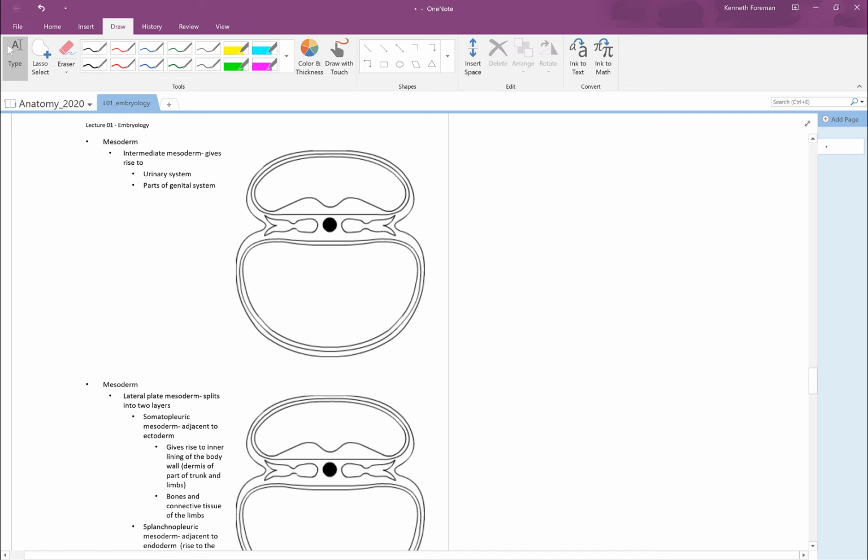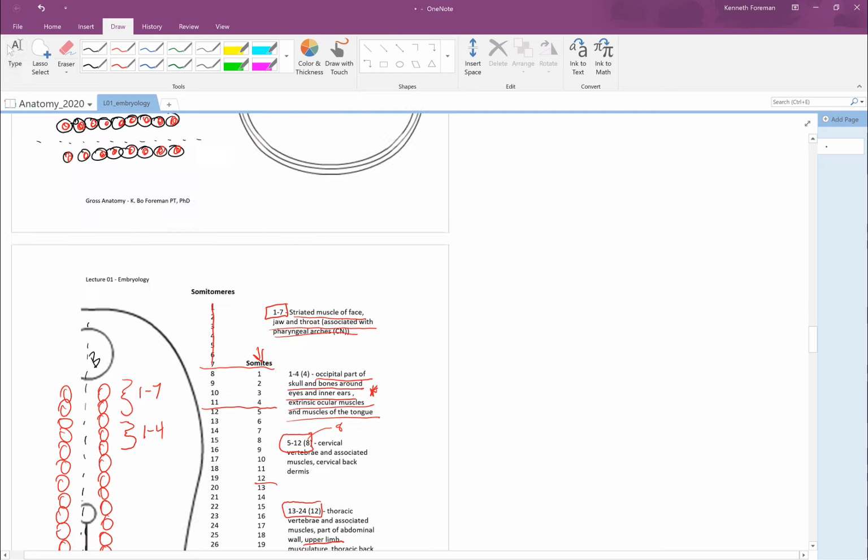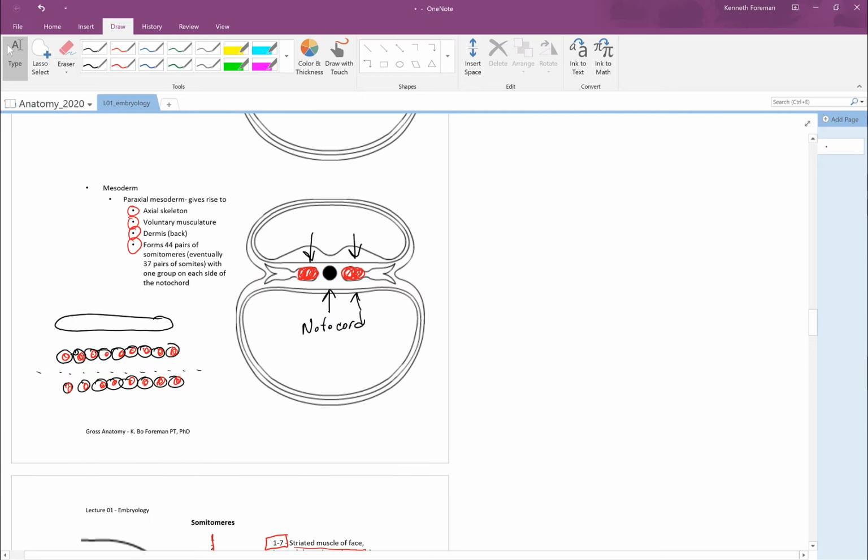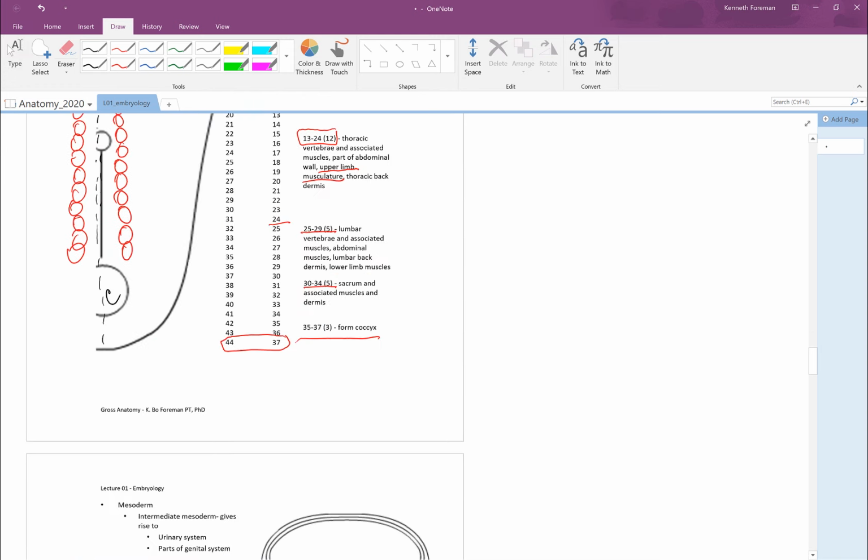So we talked about ectoderm, we've talked about paraxial mesoderm, and just as a quick recap, paraxial mesoderm becomes the axial skeleton, voluntary musculature. So think about it, biceps, triceps, quads, anything you can voluntarily contract below the head and neck. Also becomes the dermis of the back, and we talked about how it forms somites.